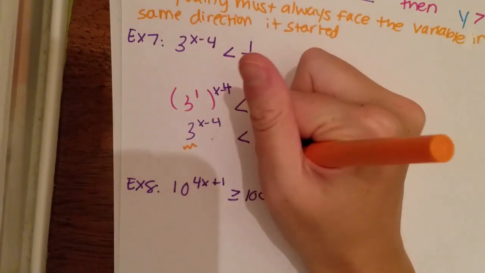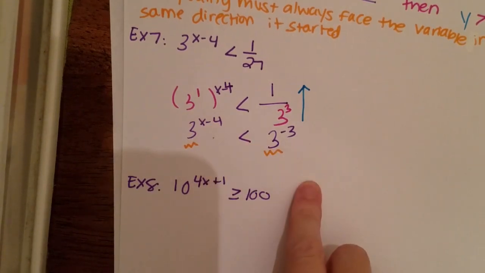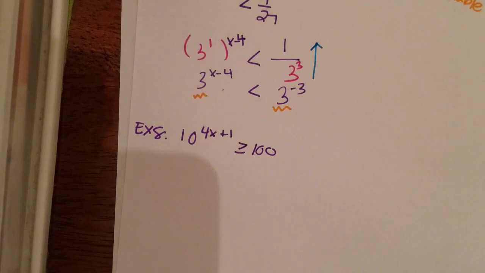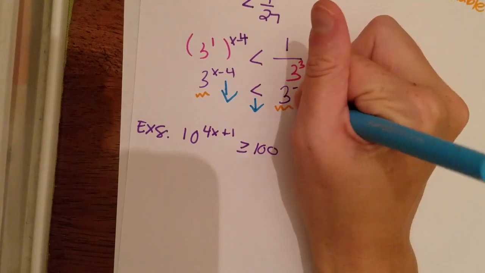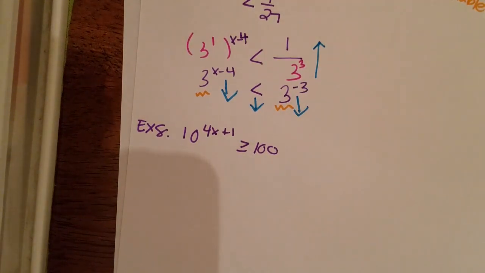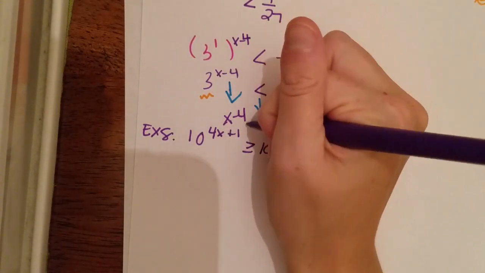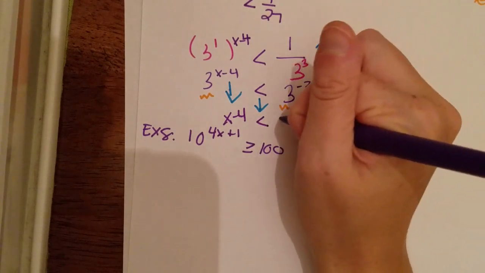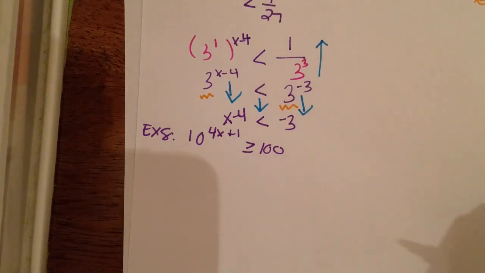So, since we have the same base on both sides, I can drop everything down. We're going to drop our exponents down as well as our inequality symbol. So we're going to drop down the x minus 4, the symbol, and the negative 3. So this will be x minus 4 is less than, I'm going to drop my symbol down, negative 3. So I just drop my exponents down as well as my symbol.